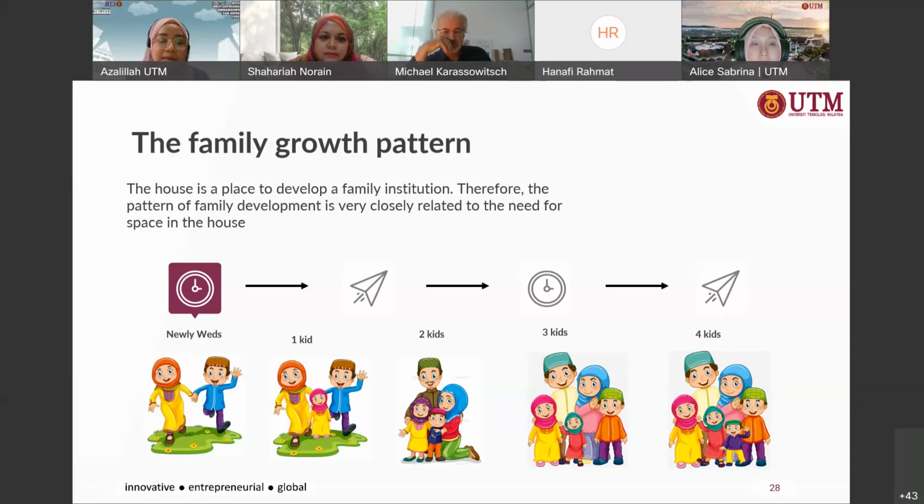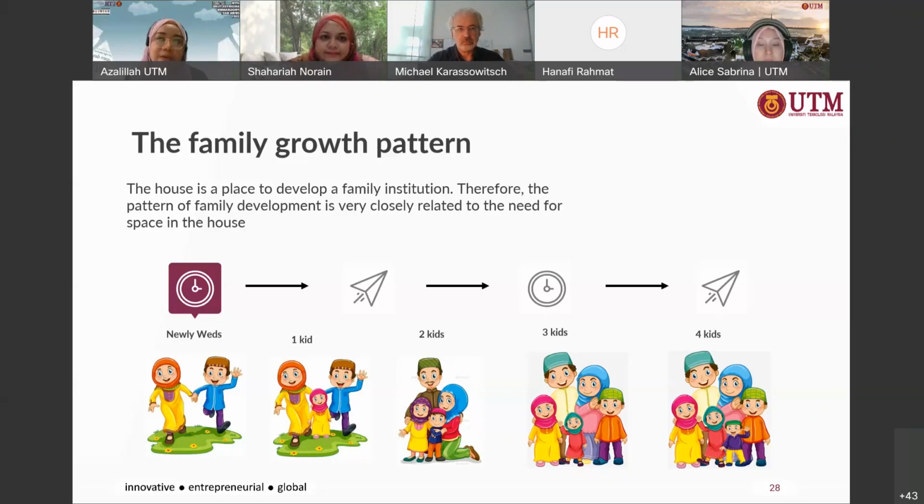For example, newlyweds mostly only need one room. And then if you have one kid, you require two rooms. And if you have two kids, what are the spaces, and what is the sizing of the spaces you need? And then if you have three kids, and also four kids. So what family growth patterns can you identify, and then you can provide them a house based on their needs, not based on the numbers that the affordable housing requires. So that is the important thing.